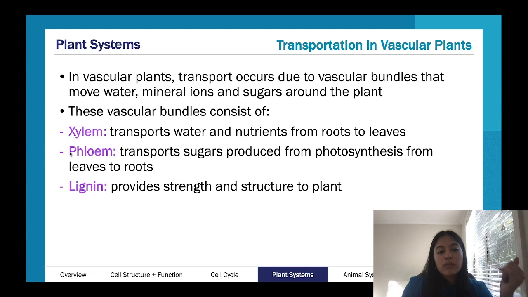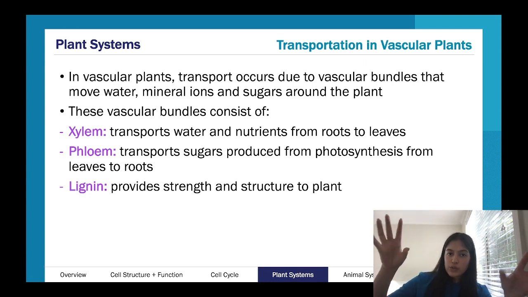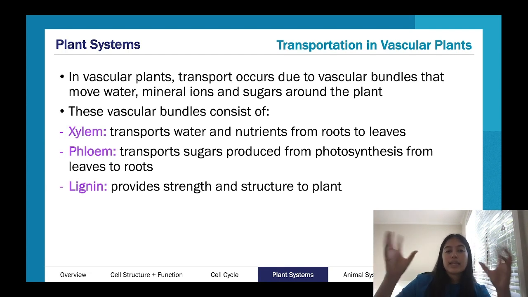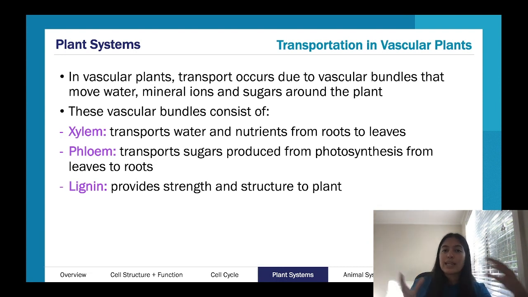So we have xylem, phloem, and lignin as well. Lignin is a bit less important. It's basically just to provide structure to the plant. Xylem is really important in the transport of water and nutrients from the bottom up, so from our roots, drawing that up to the leaves. Our phloem is really important for getting our sugars, produced in photosynthesis, so our glucose, from the leaves where the photosynthesis happens to the roots, as the roots really need that energy to grow.